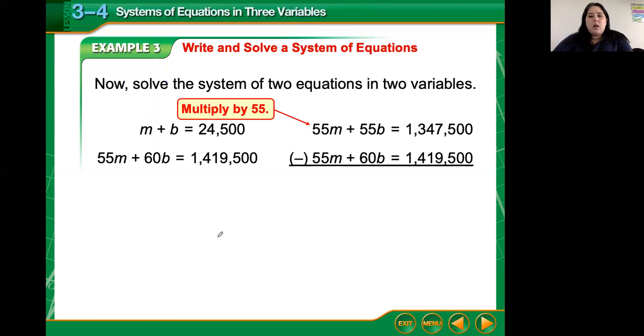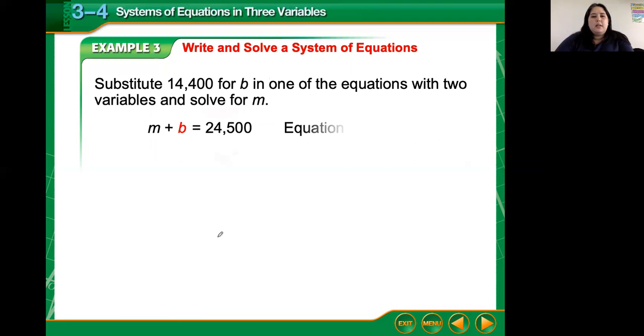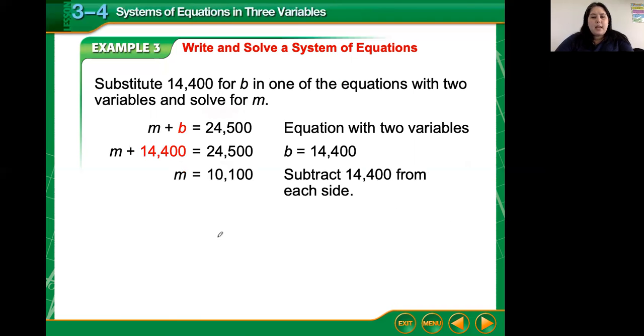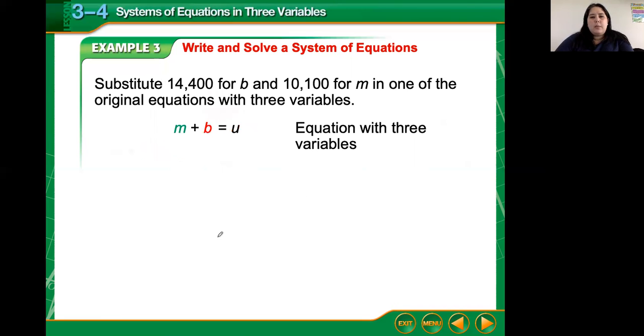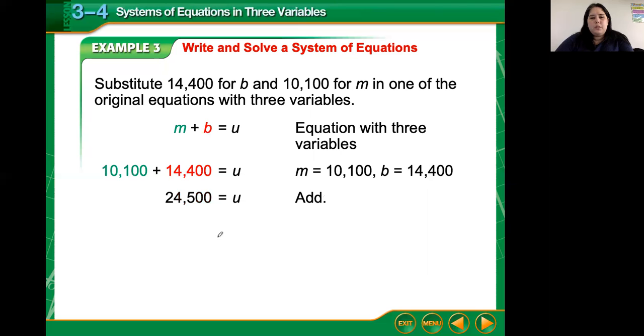Now we're going to go ahead and solve. We're going to use elimination. We're going to multiply the first one by 55 and then subtract the equations to get negative 5B equals negative 72,000. So we divide by negative 5 to get B is 14,400. Since I know B, I can solve for M, and we get M is 10,100. And since we know M and B, we can solve for U and get 24,500.